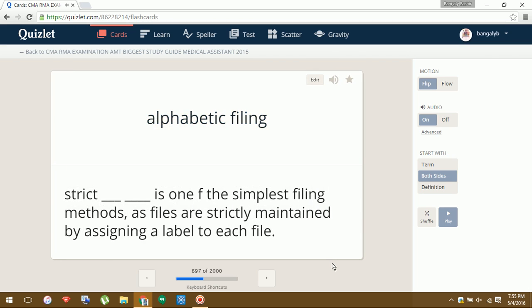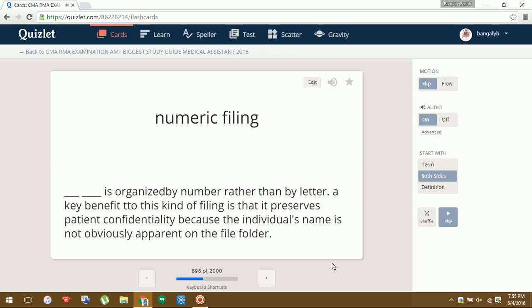Alphabetic filing. Strict alphabetic filing is one of the simplest filing methods, as files are strictly maintained by assigning a label to each file. Numeric filing. Filing is organized by number rather than by letter. A key benefit to this kind of filing is that it preserves patient confidentiality because the individual's name is not obviously apparent on the file folder.